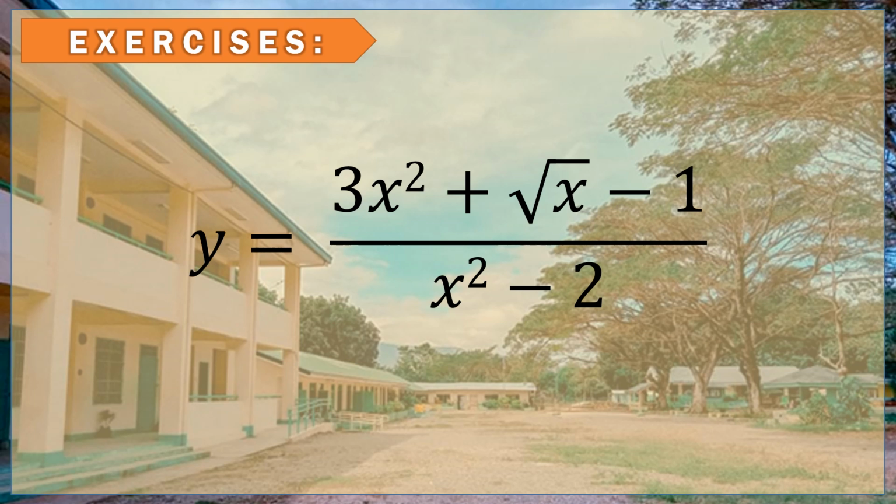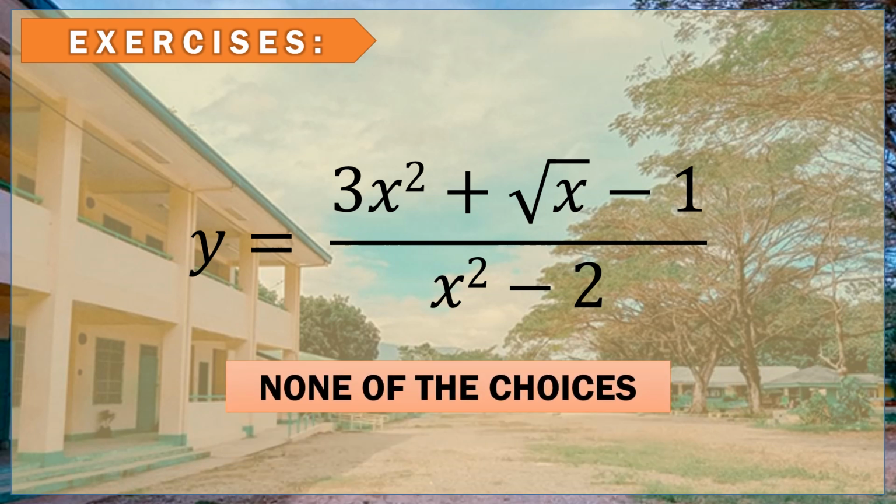Y is equal to 3x squared plus square root of x minus 1, all over x squared minus 2. Is it a rational function, rational equation, or rational inequality? Okay, none of the choices. Because, bakit po siya naging none of the choices? Bakit hindi siya rational function? Dalawa naman yung variable natin.